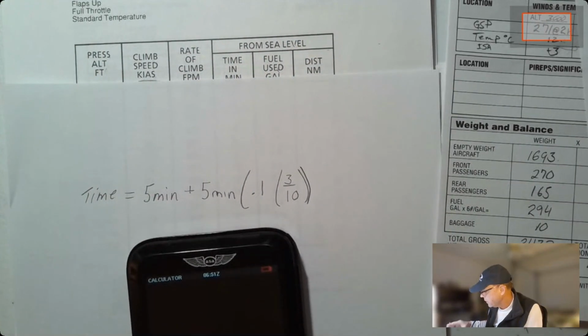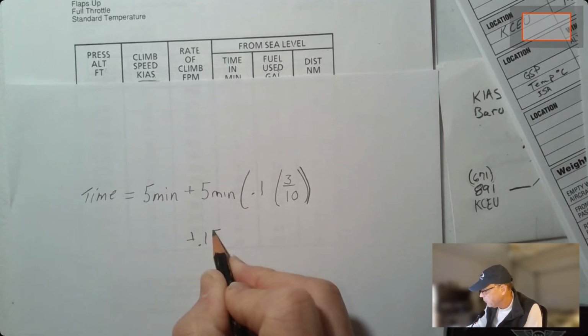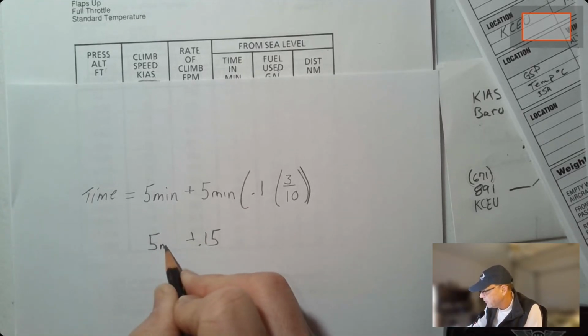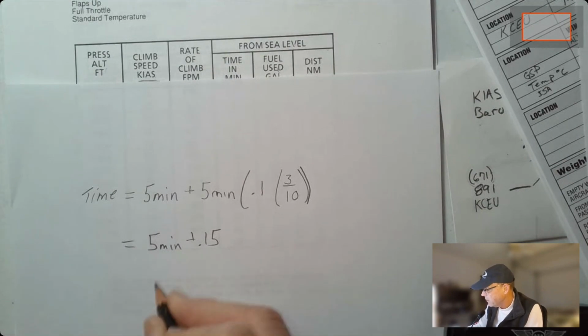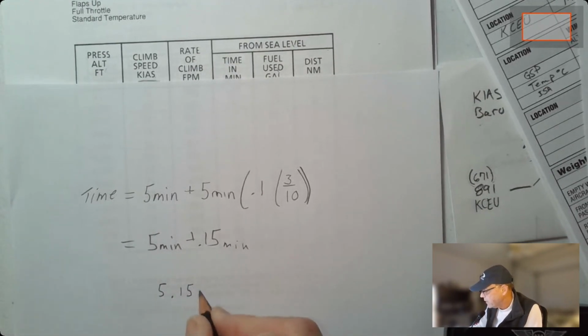On your calculator, we can enter that second term. 5 times 0.1 times 3 divided by 10. 0.15 is the second term. So 5 minutes plus 0.15 minutes. I don't know if that's enough to worry about. 5.15 minutes.